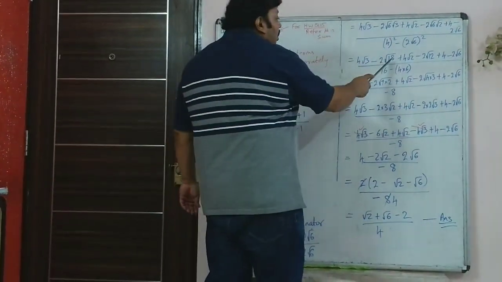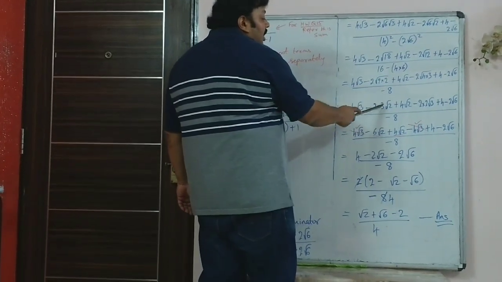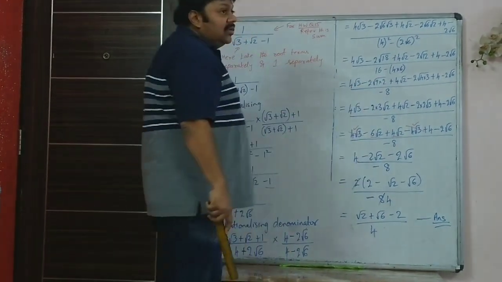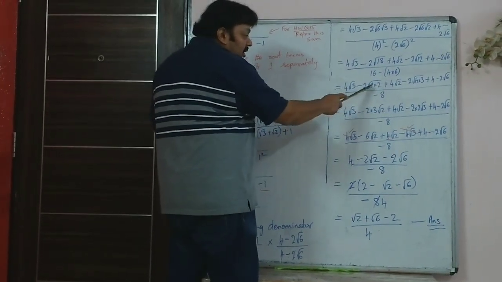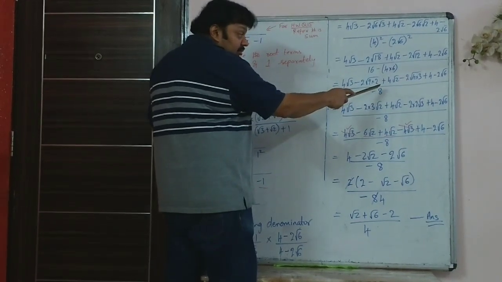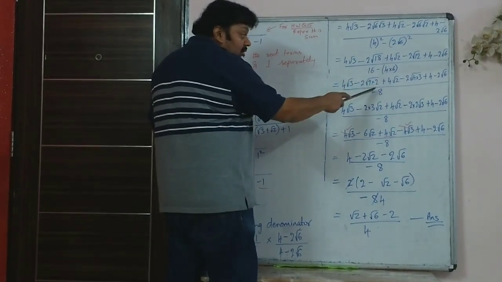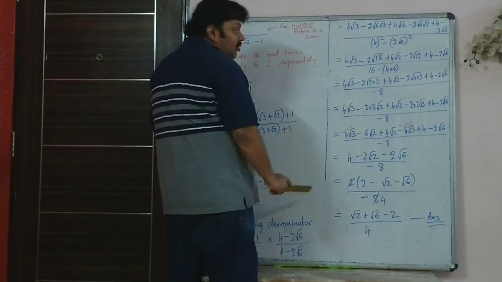So now here root 18 you can write as 9 into 2, and root 9 is 3, it comes outside the root sign. Root 2 remains as it is, so you have to split the root 18 as 9 into 2. 18 is 9 into 2. And now root 9 is 3 and root 2 remains as root 2.